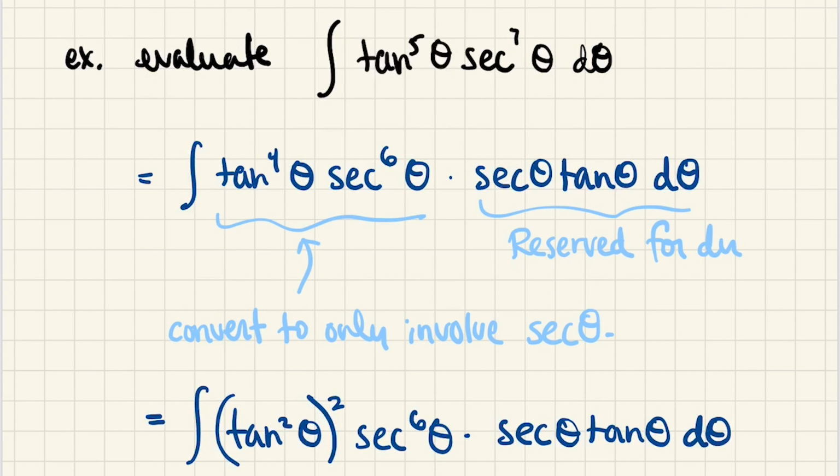So if you have an odd power of tangent, then your intention should be to reserve secant tangent and let u equal secant. This is probably getting confusing, so let's write down everything we've learned so far when it comes to tangent and secant.